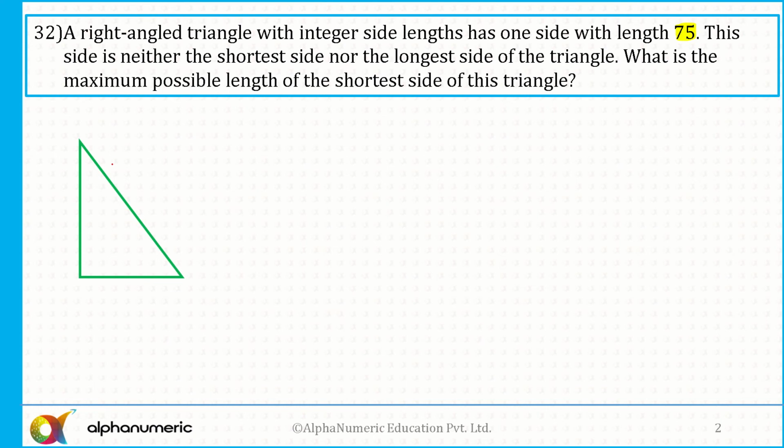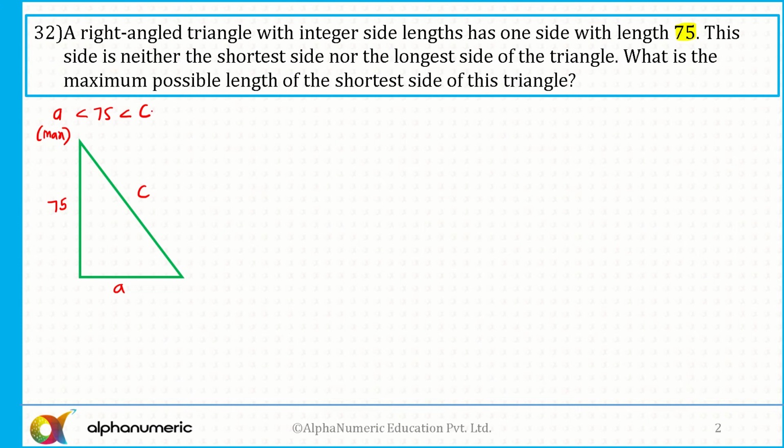Let's say this is the triangle, and one of the lengths is 75. This is the length A and this is length C. And 75 is neither the shortest nor the longest, so it is given that A is less than 75 and 75 is less than C, where C is the largest side, the hypotenuse, and A is the smaller side. We need to find the maximum possible value of A. Alright, let's see here.